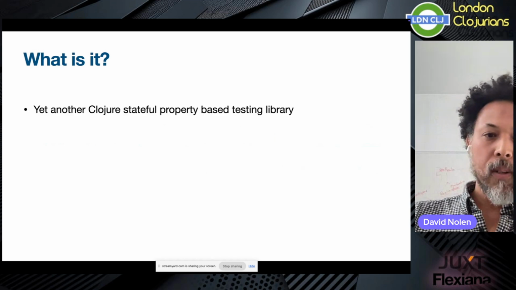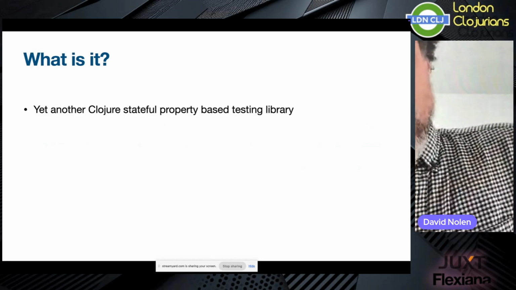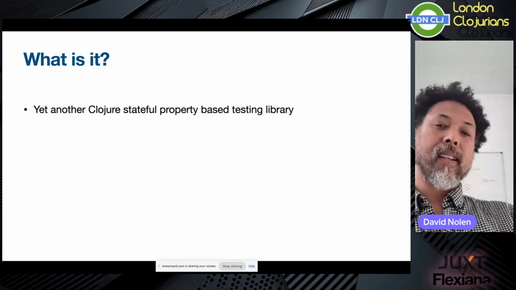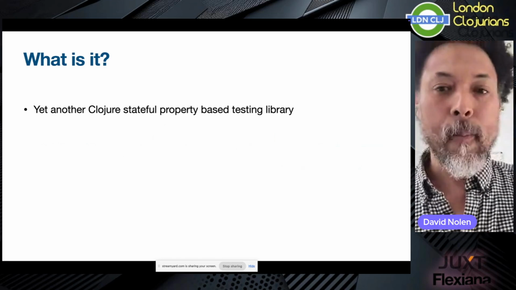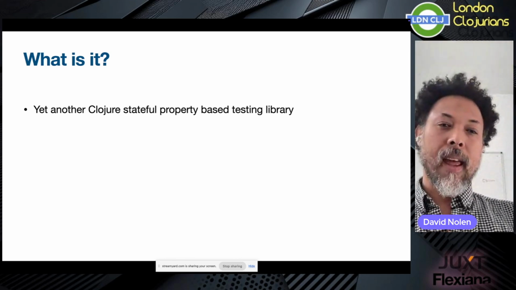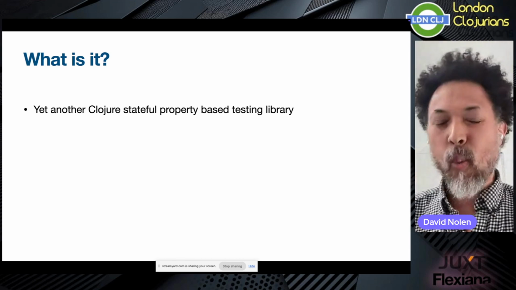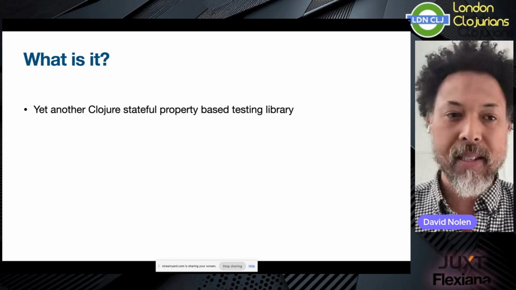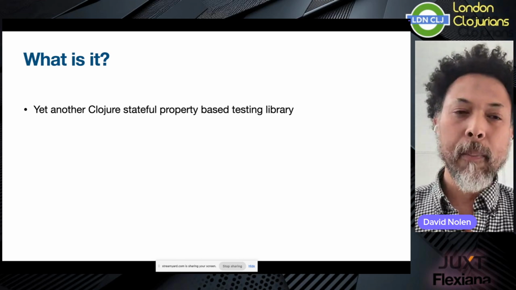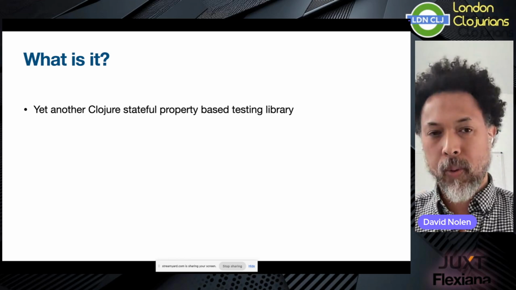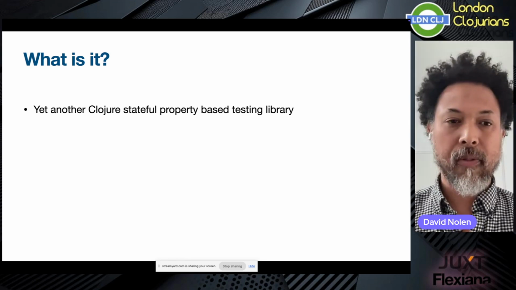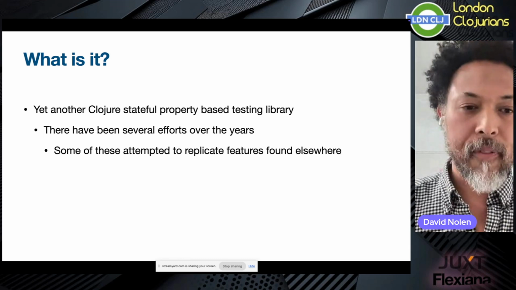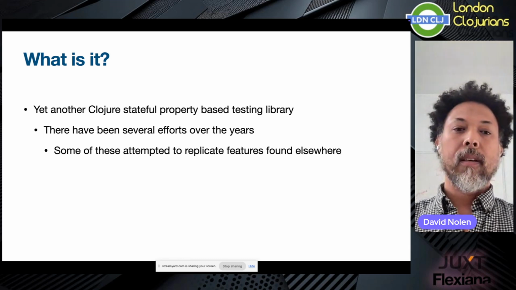So what is Fugato? It's actually yet another Clojure stateful property-based testing library. We started on this quite some time ago, about 3 years ago, and there wasn't really an a la carte thing. There were some blog posts, people cobbled things together. There wasn't anything that you could just use off the shelf. There were touch and go efforts, but nothing actively maintained.